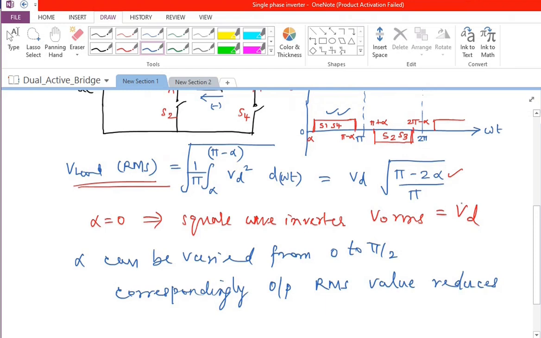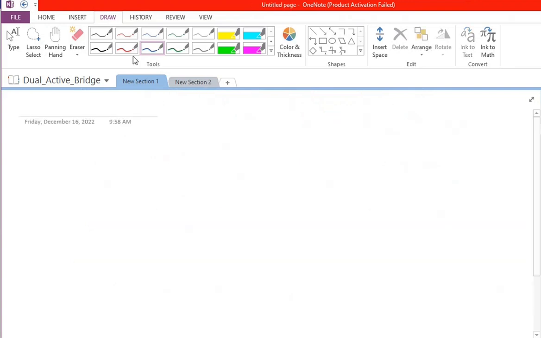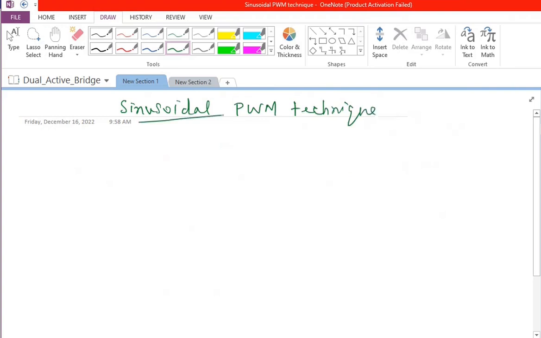work out a problem. So the second type of pulse width modulation technique that is adopted, that is called sinusoidal pulse width modulation technique. So sinusoidal pulse width modulation technique is another technique which is very, very commonly employed in many of the inverters, UPS, because we want sinusoidal output in those cases.